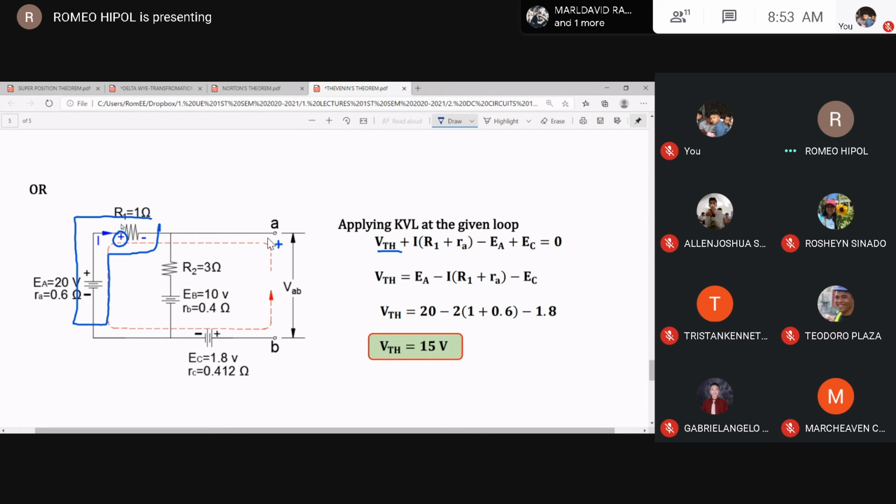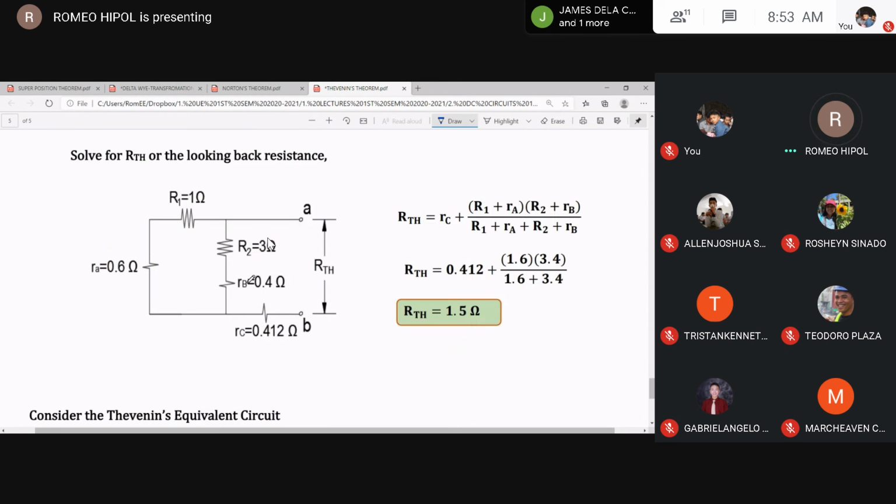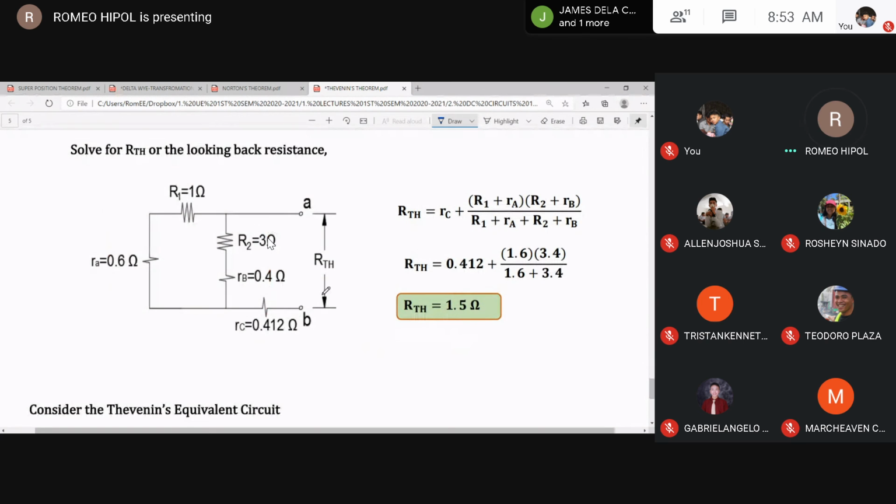Okay. So, ito yan. Next is to get the negative E sub A. Okay, again, we have the positive E sub C equal to 0. So, we will get the same Thevenin's voltage. Naintindihan? Okay, next is to solve for the looking back resistance.